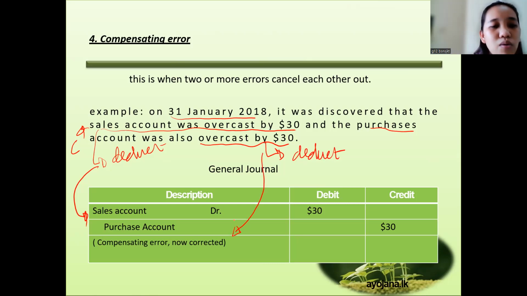Deduct the purchase, we put on the credit side. This is the definition of compensating error. We find 2 or more errors that cancel each other. Too many on the sales, so we put debit side, credit side. That's why the totals become balanced. Okay, so the compensating error is now corrected. Okay, this is how we make that one.